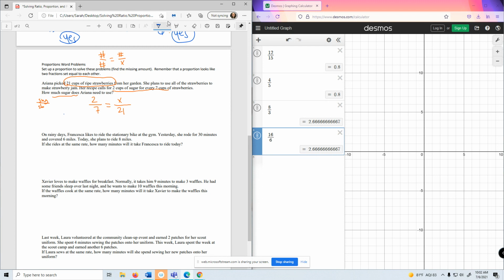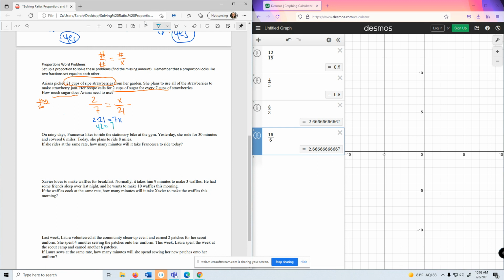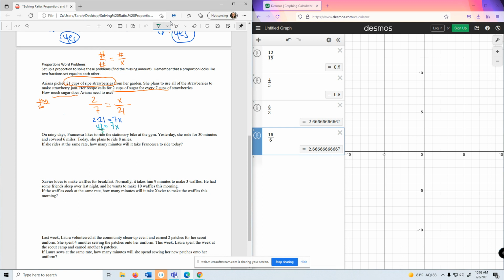So we think 2 times 21, multiplying on the diagonal there. So 2 times 21 equals 7 times x, or 7x. 2 times 21 is 42. And then to get x completely by itself, divide both sides by 7. And we get x equals 6. And specifically, they're asking how much sugar, so 6 cups of sugar.